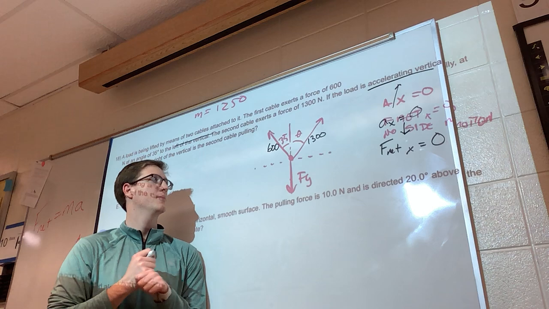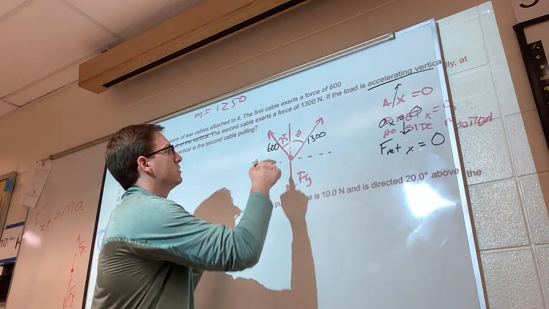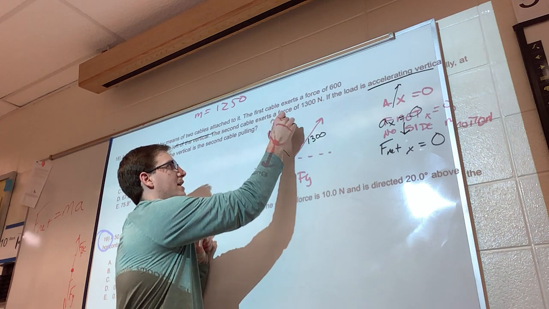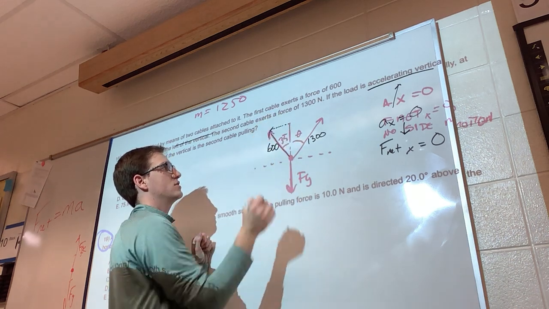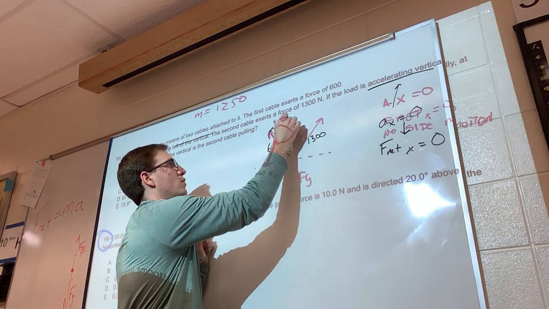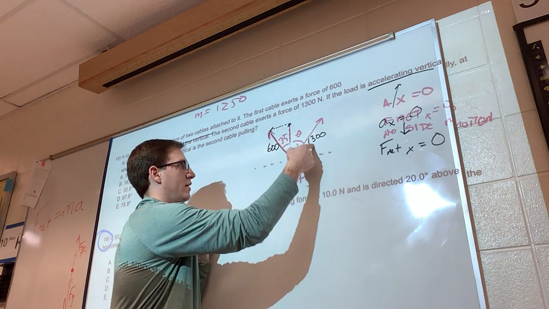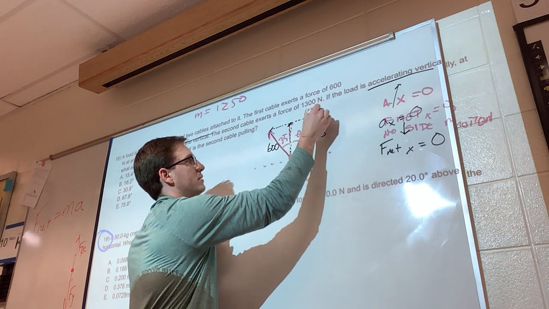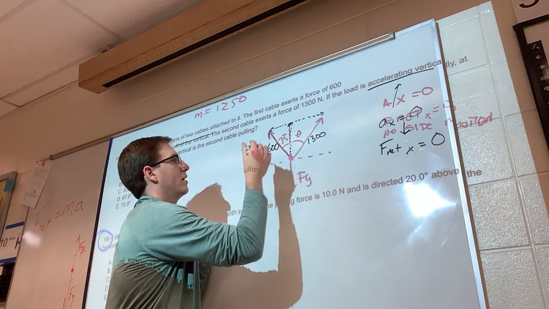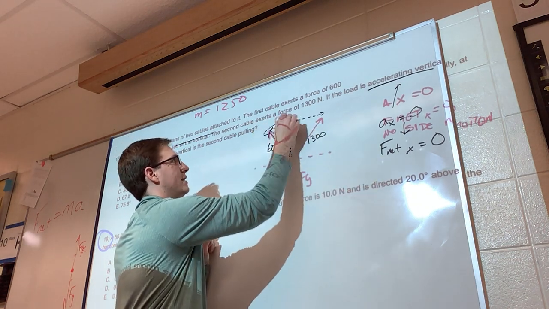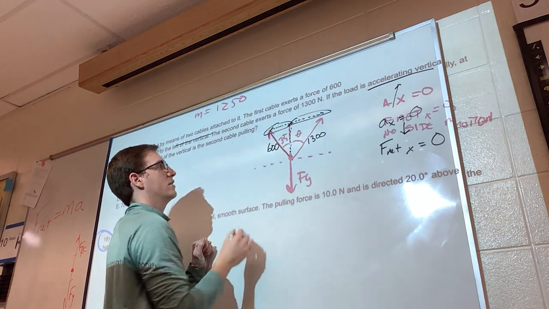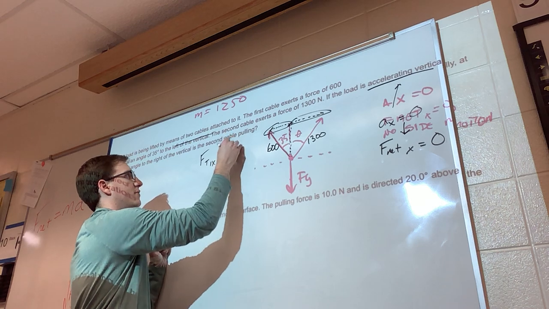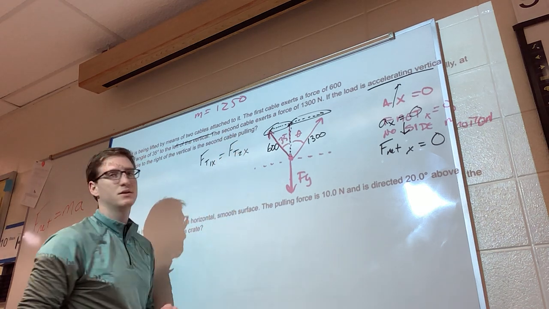Okay. So keeping in mind that this angled force of 600 has some component that's going sideways and some component that's going up, and this 1300 has some component up and some component sideways. Based on this, I can say that that equals that. So I don't know how you want to name it. Ft1x equals ft2x.